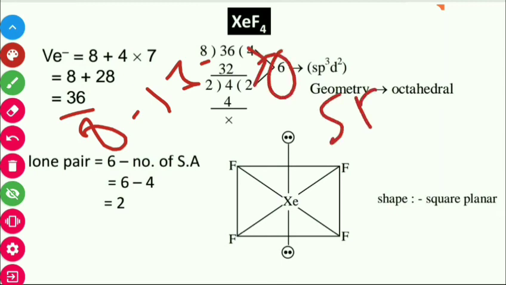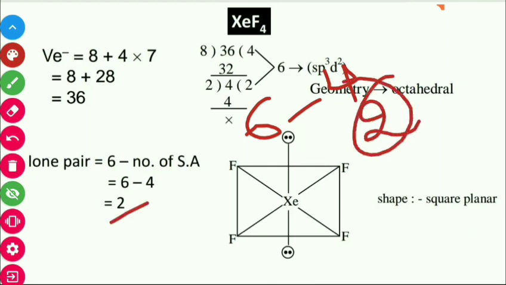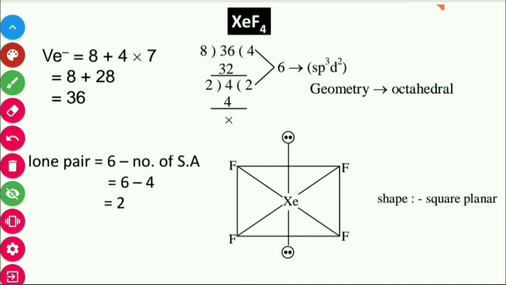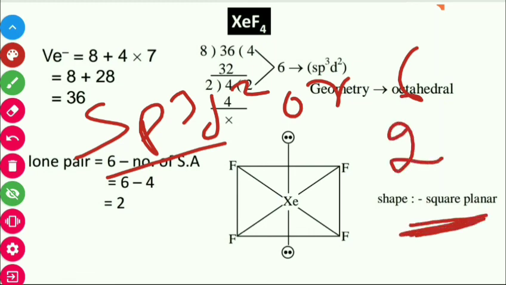6 means 1 s, 3 p, 2 d. So its hybridization is sp3d2, and its geometry is octahedral. If the hybridization is sp3d2, then its geometry is octahedral. What about the number of lone pairs? Number of lone pairs is hybridized orbitals minus the total number of surrounding atoms. The surrounding atoms are 4, so the number of lone pairs is 2. And what about the shape? If we have sp3d2 hybridization, or 6 hybridized orbitals, and 2 lone pairs, then the shape is square planar.